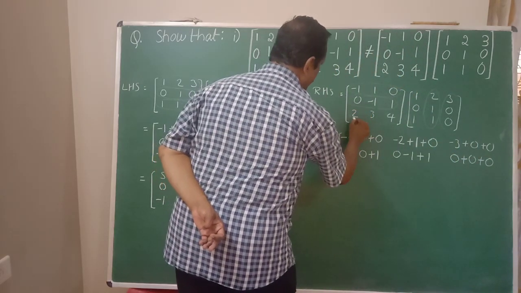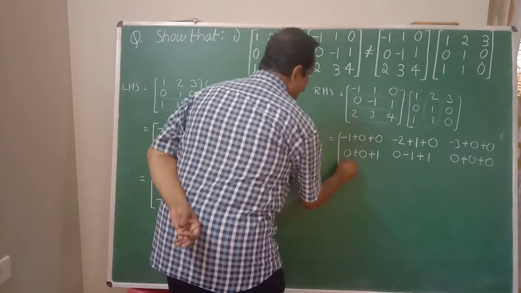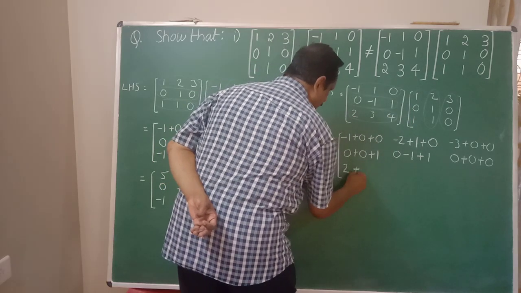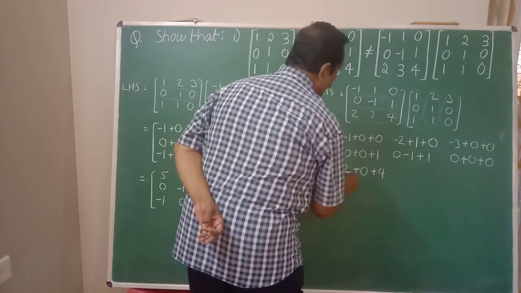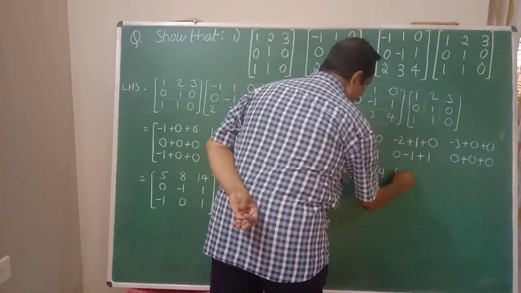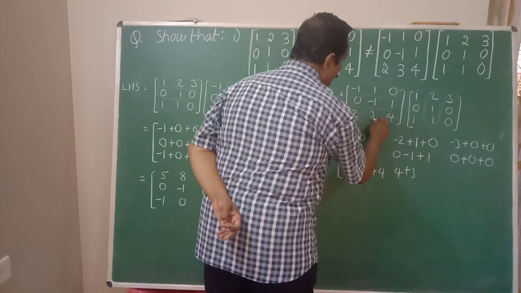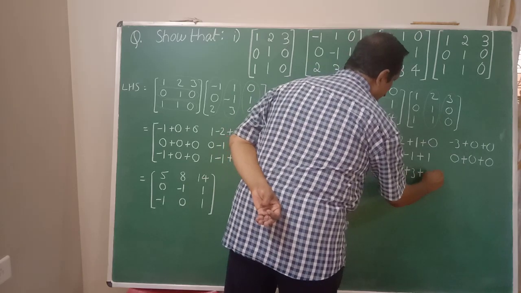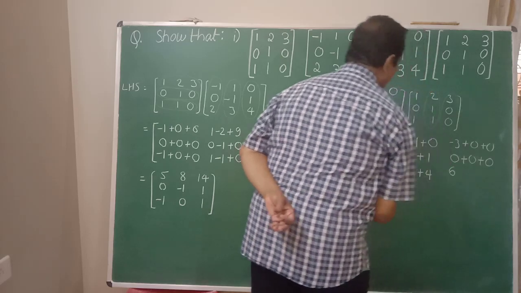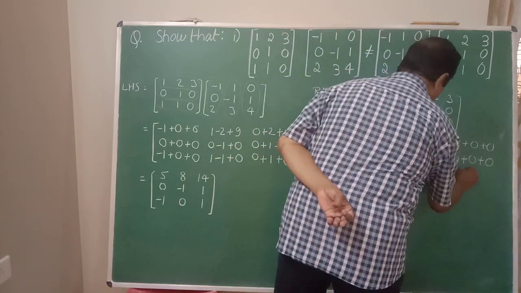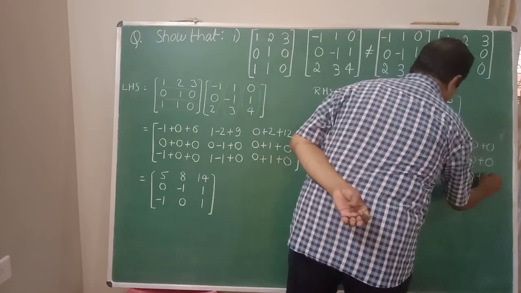Then take care of the third row here. 2 into 1 becomes a 2. 3 into 0 is a 0. 4 into 1 is a 4, plus a 4 here. 2 into 2 becomes a 4. 3 into 1 is a 3, plus a 3 here. 4 into 1 is a 4, plus a 4 here. Then 2 3s are 6. So write here 6. 3 into 0 becomes a 0, plus a 0 here. Then 4 into 0 becomes a 0, plus a 0 here.